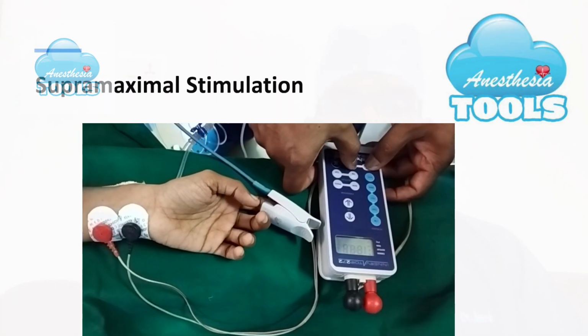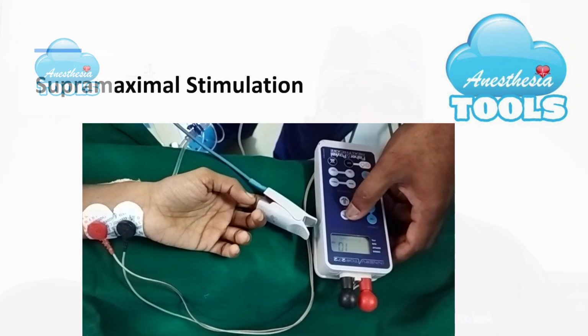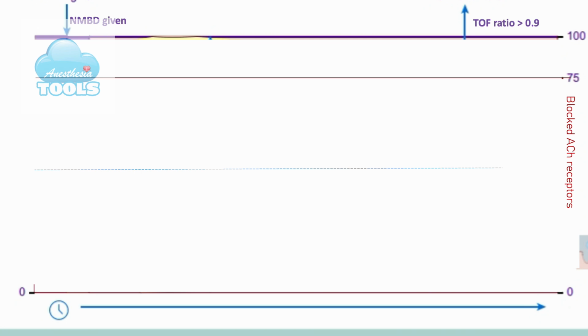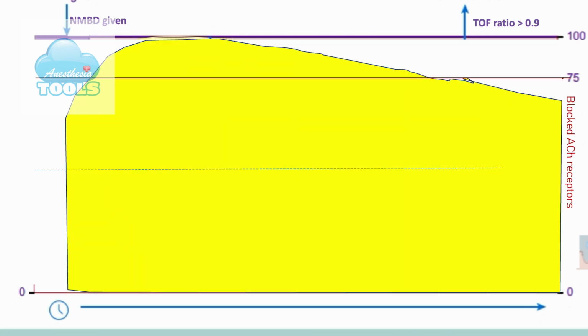Here we can see the video of supramaximal stimulation. We can see we gradually increase the intensity of the stimulus. Diagrammatic representation: as we give a neuromuscular blocking drug, suddenly the percentage of acetylcholine receptors blocked jumps, and beyond 75% occupancy, it becomes clinically evident. After some time, this level of occupancy of acetylcholine receptors comes down with the metabolism of the neuromuscular blockers. And when it comes reasonably down, we can see the effect of clinical recovery also, which we document using train-of-four ratio in this case.